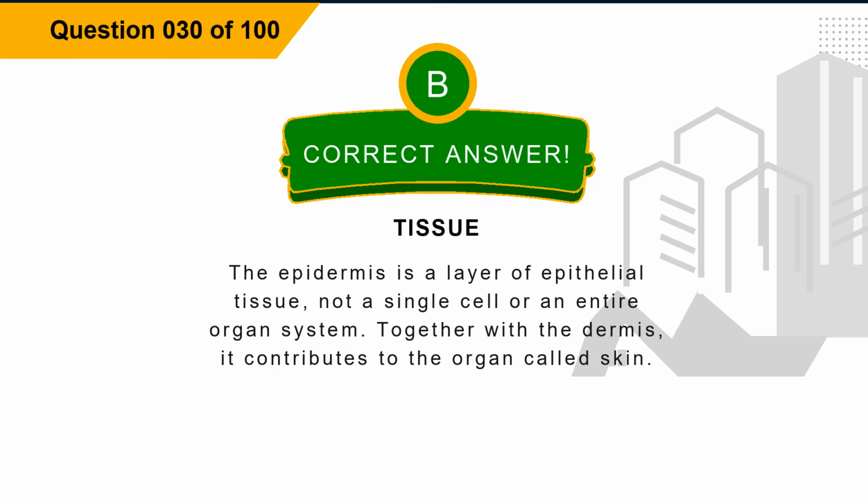Explanation. The epidermis is a layer of epithelial tissue, not a single cell or an entire organ system. Together with the dermis, it contributes to the organ called skin.